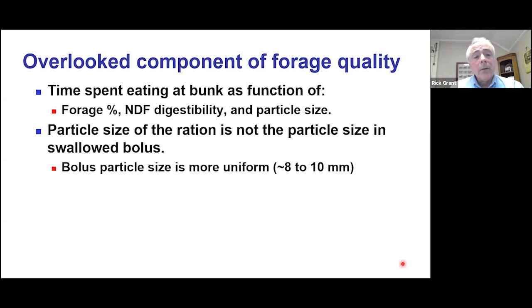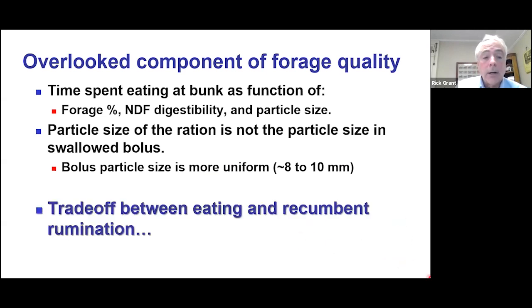So I think it might be an overlooked component of forage quality, this time spent eating at the bunk. Because if she's spending more time at the bunk chewing to a uniform size before swallowing, and the data would say that might be 8 to 10 millimeters across several studies, she's forced, she being the cow, she's forced with a trade-off, isn't she? Between eating time and then recumbent rumination. I'm going to share with you just a couple of slides which I think will reinforce that.